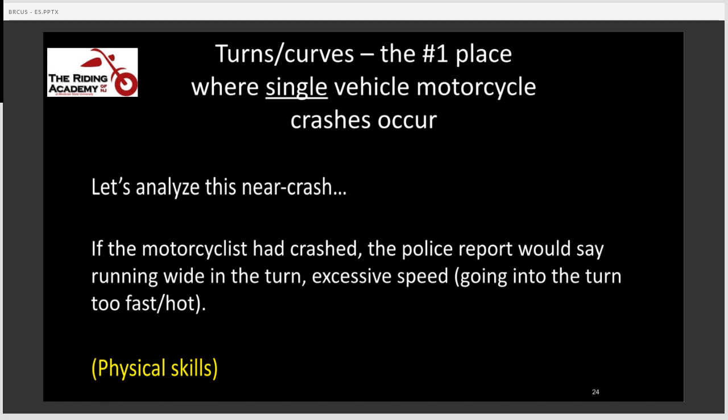Now, in the basic rider course, we teach that there are 4 subtasks or 4 skills that are needed to be a safe rider.